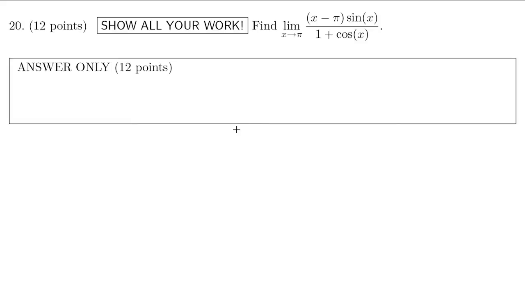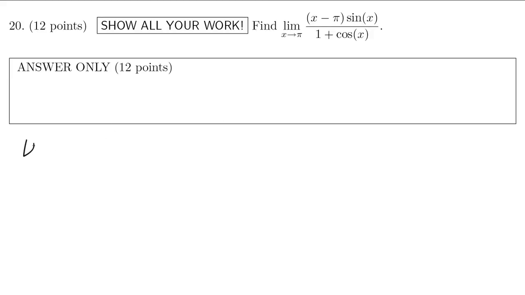It looks like number 20 is going to be a L'Hopital's rule problem. Whenever we do L'Hopital's rule, we have to have the form 0 over 0, or infinity over infinity, or minus infinity over positive infinity, or something like that. We need either a 0 over 0 or some kind of infinity over another kind of infinity. Let's see if that's true here.